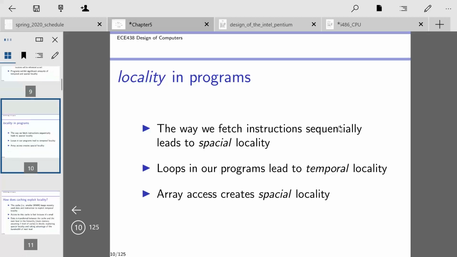When I say a program is cache-friendly, I mean that it exhibits large amounts of spatial and temporal locality. I probably already used that term when we've been looking at different benchmarks, and I say, oh yeah, this is a very cache-friendly benchmark, like your matrix multiply.